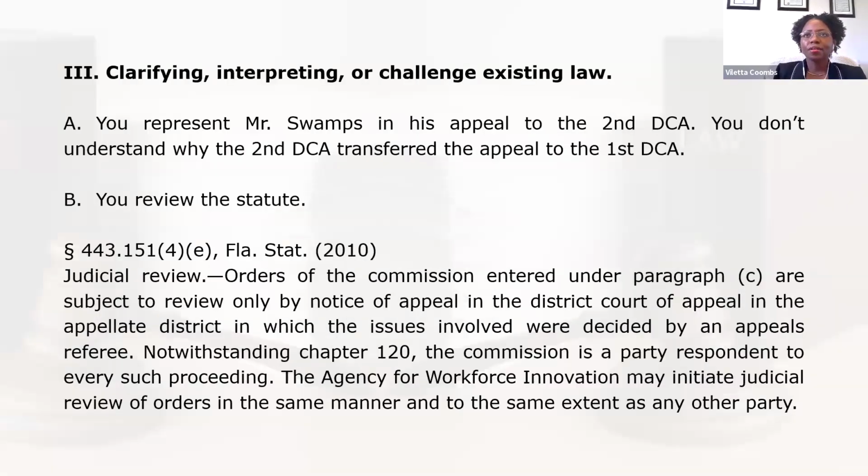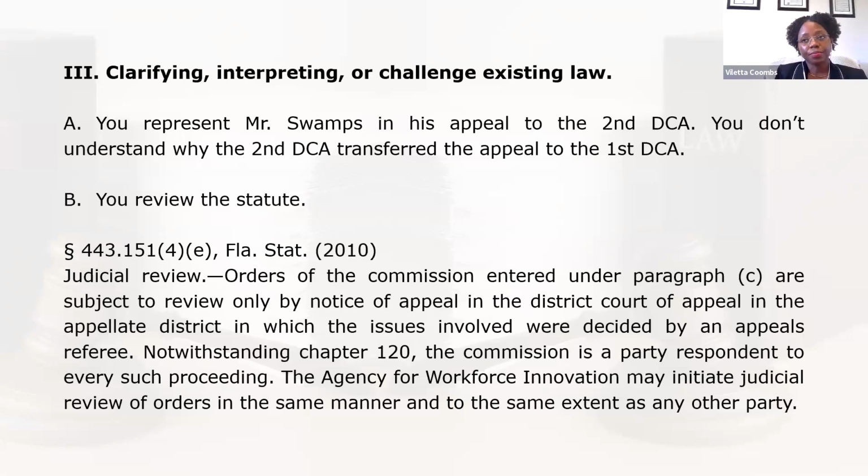So let's talk about clarifying and interpreting and changing existing law. In this scenario, you represent Mr. Swamps in his appeal to the Second DCA. You don't understand why the Second DCA transferred the appeal to the First DCA. So you review the statute, which at the time is a 2010 statute. It's section 443.1514(e), which states judicial review.